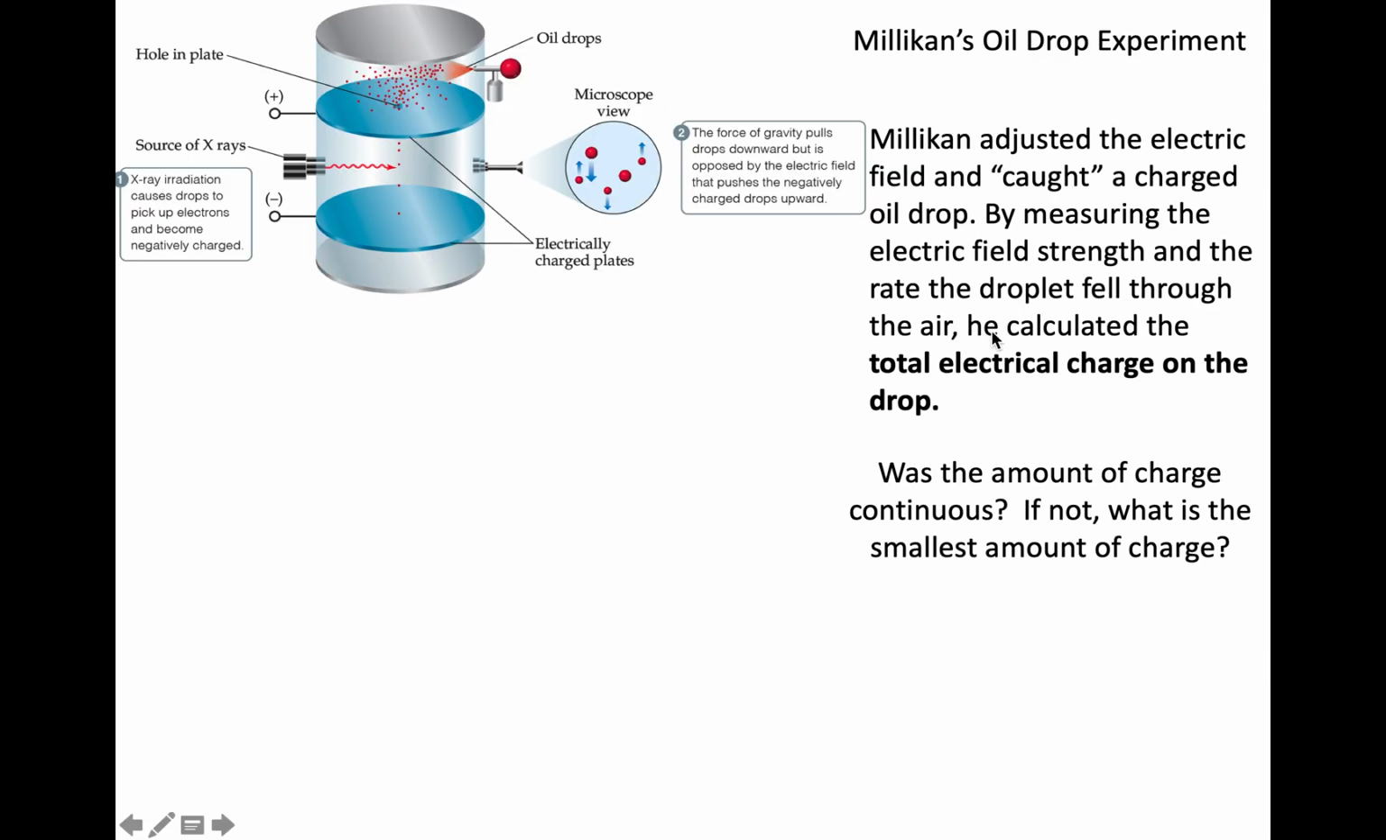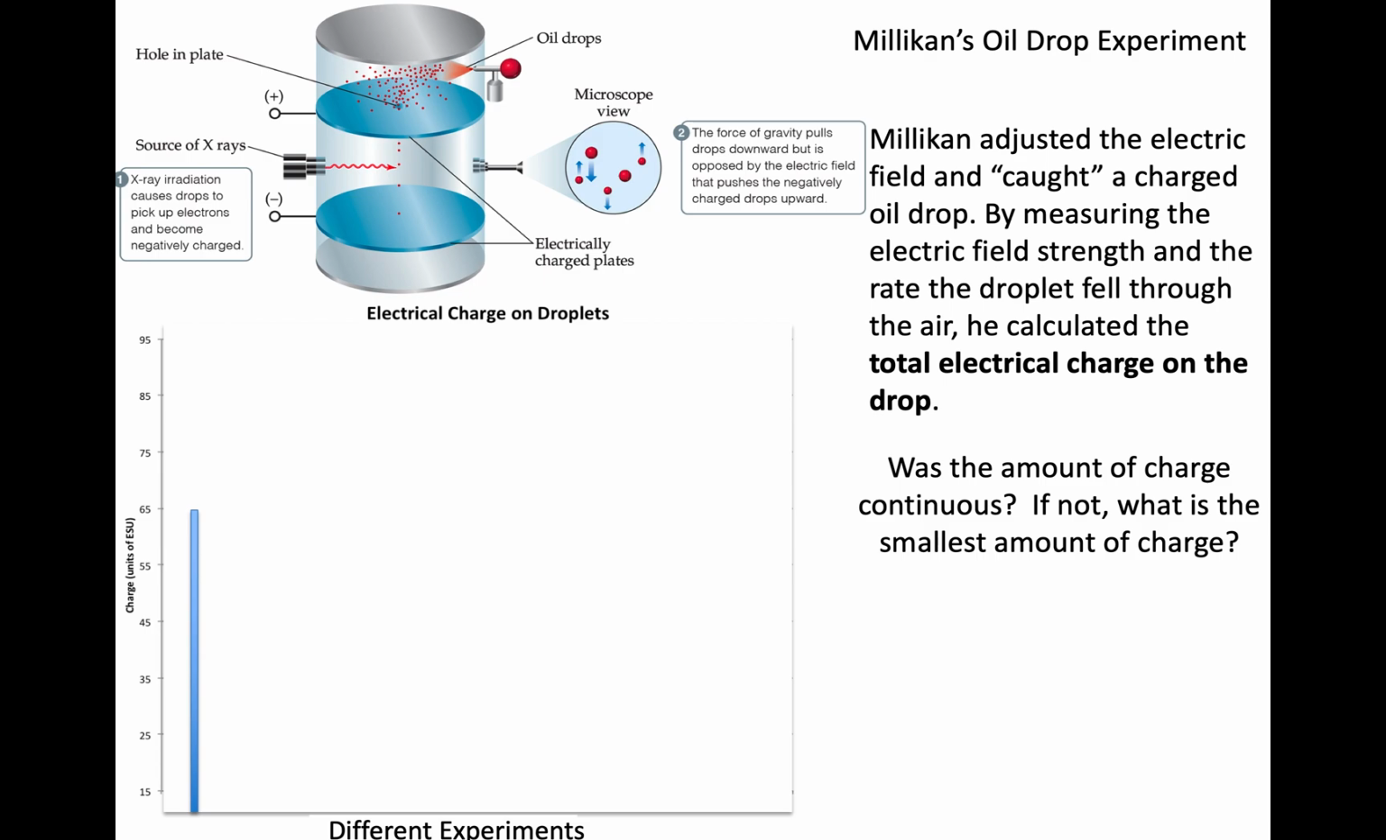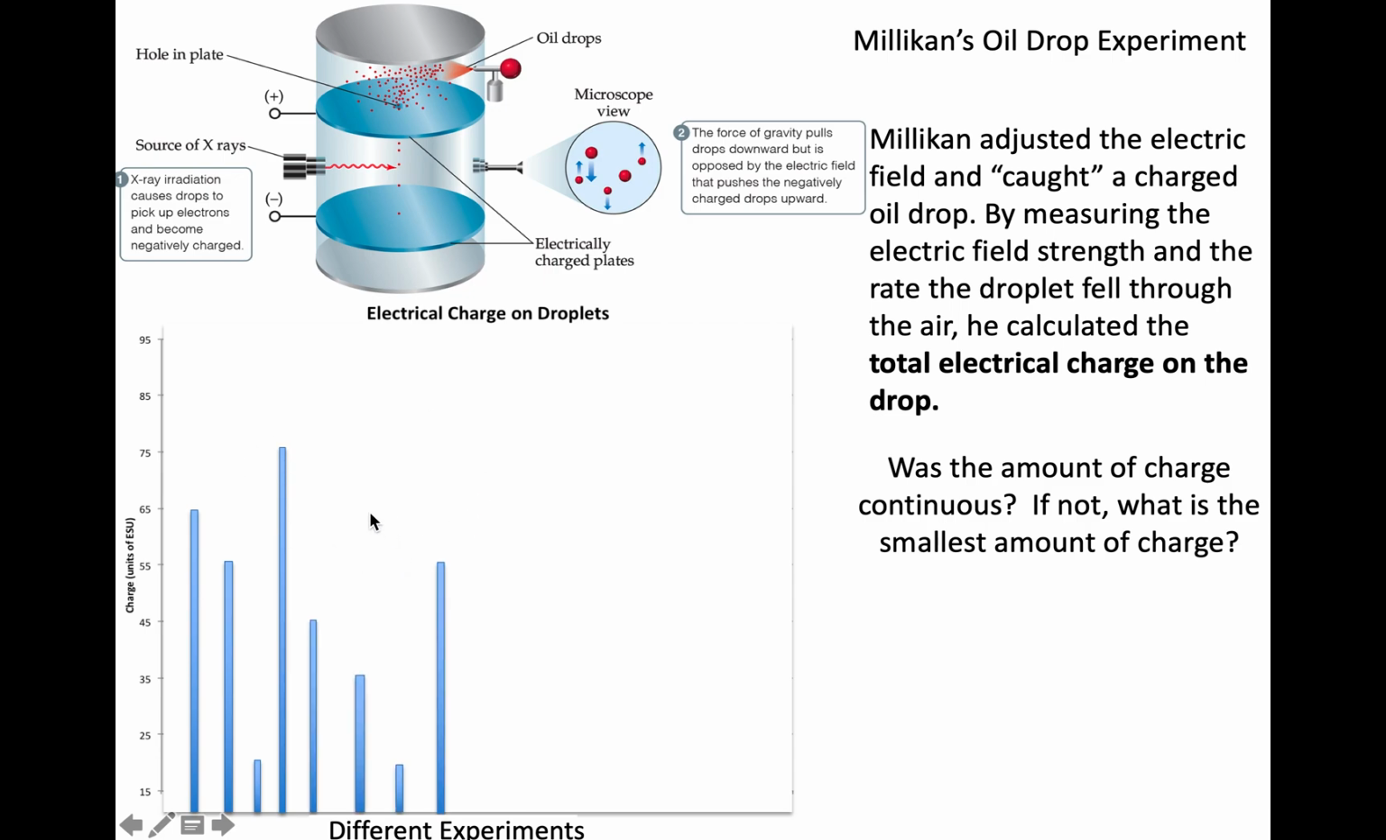Okay, so in his experiment, Millikan's able to determine the total electric charge on a particular drop. He wants to know, is the amount of charge continuous? And if not, what is the smallest amount of charge? Can you keep having a smaller and smaller amount of charge? Or is there some finite fixed amount, the smallest amount that would be possible? So he would do an experiment and calculate a certain total amount of charge on that oil drop. Another experiment had less charge. Another experiment, and he would keep collecting data like this.